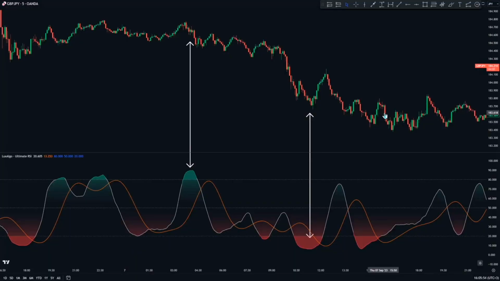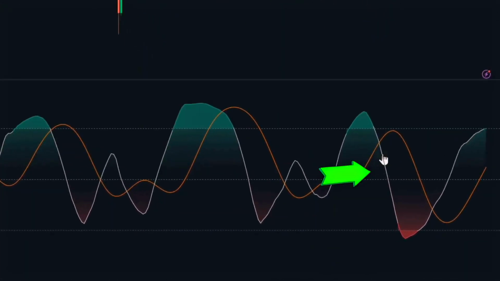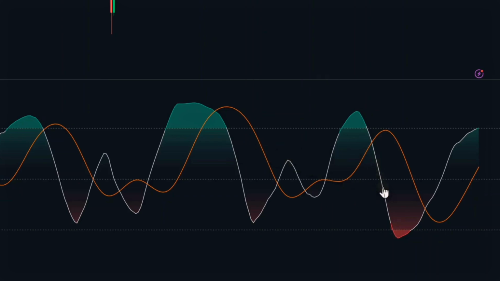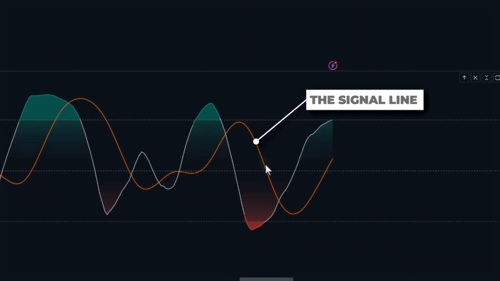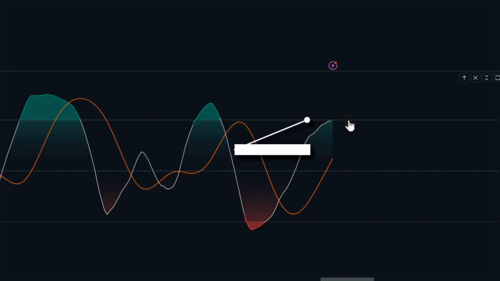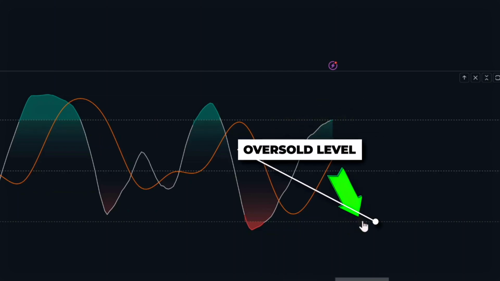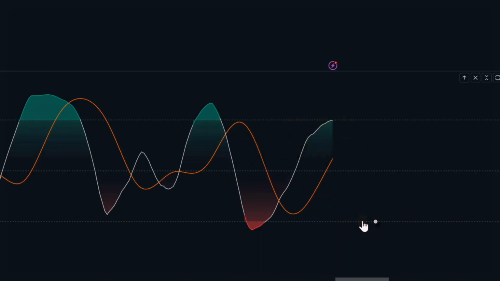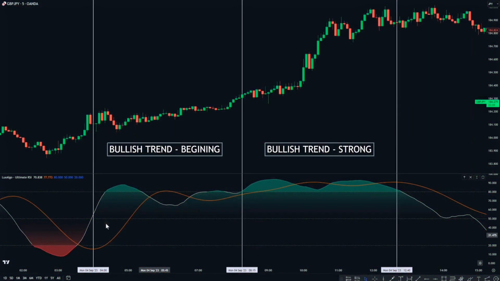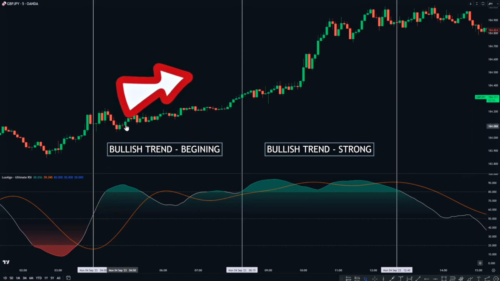The white line, which changes color to green and red, is the ultimate RSI line. The orange line is the signal line. There are also horizontal lines marking the overbought and oversold levels, with a midline sitting in the center. When the ultimate RSI line moves above the midline, it signals the start of a bullish trend. If it climbs above the overbought level, it suggests the trend is particularly strong.